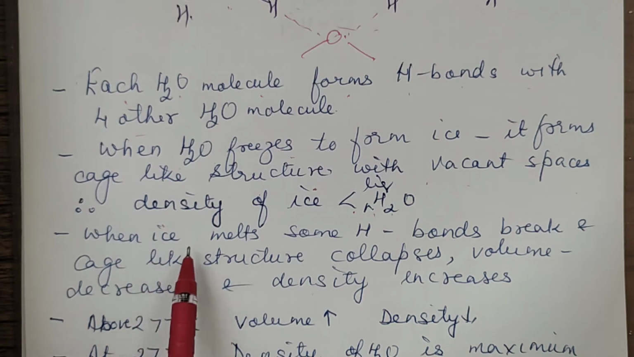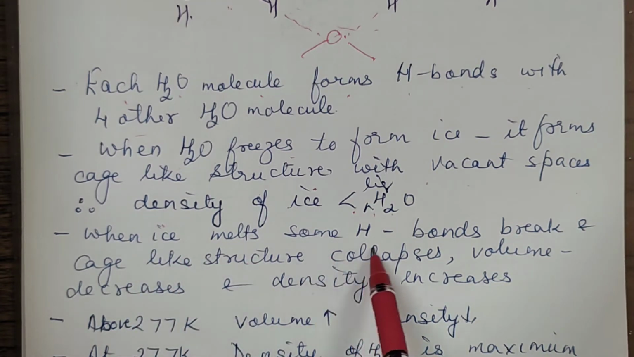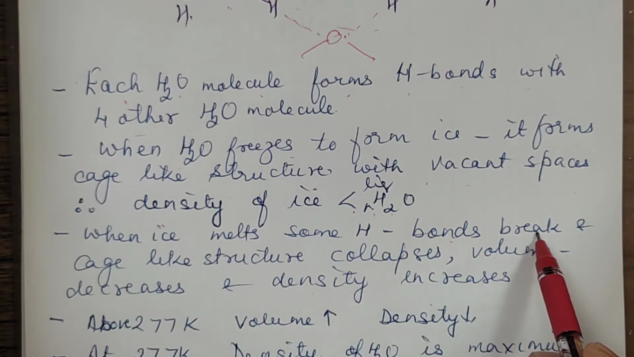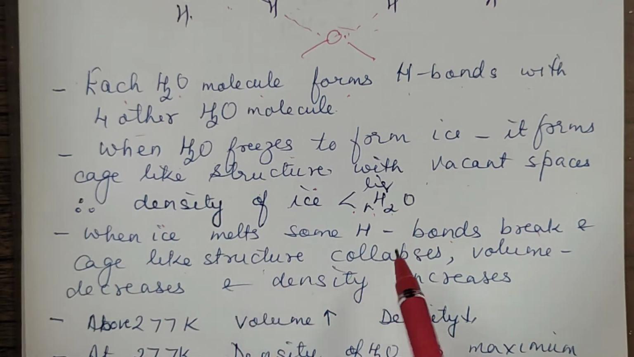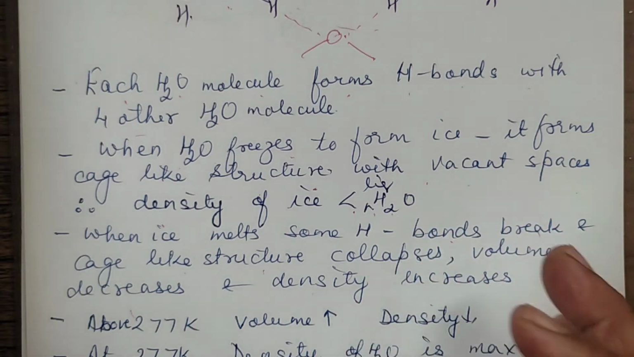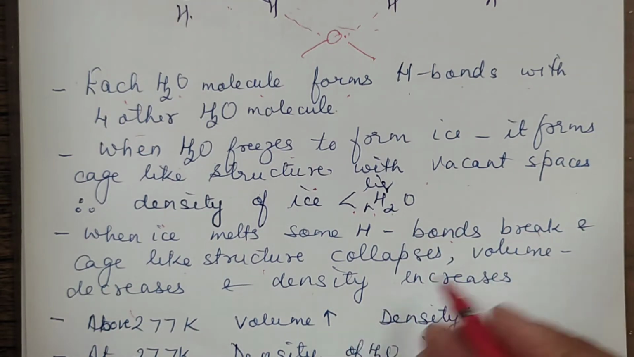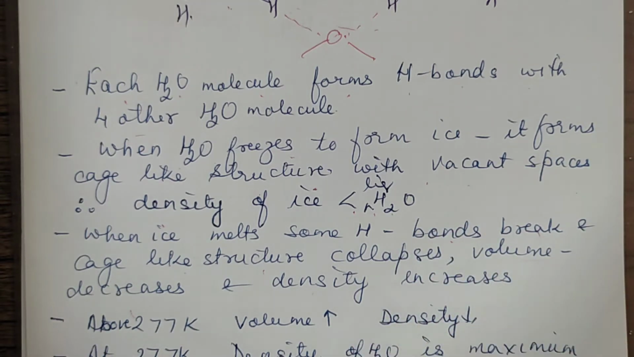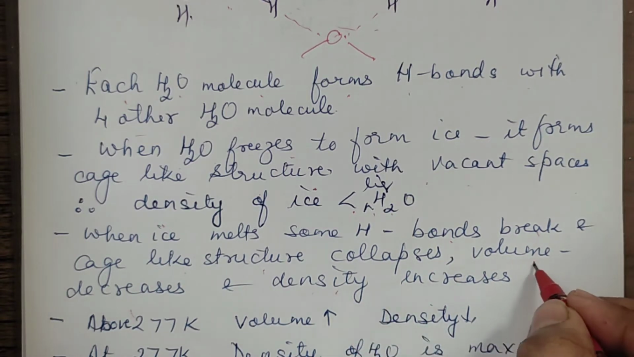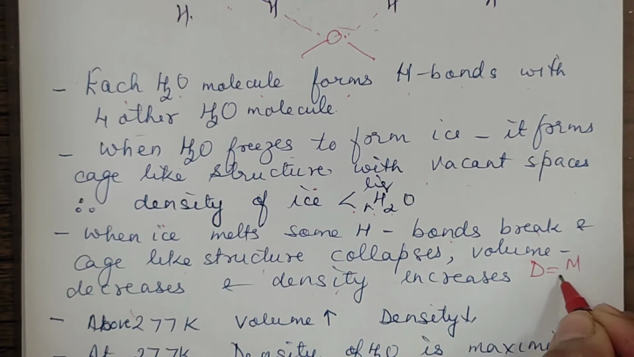Now, when ice melts, then what happens? Some of the hydrogen bonds break, and the cage-like structure will collapse and volume will decrease. So cage-like structure means it's keeping them far away. So that collapses, meaning volume decreases. Volume decreases, so density will increase, because density is mass by volume.